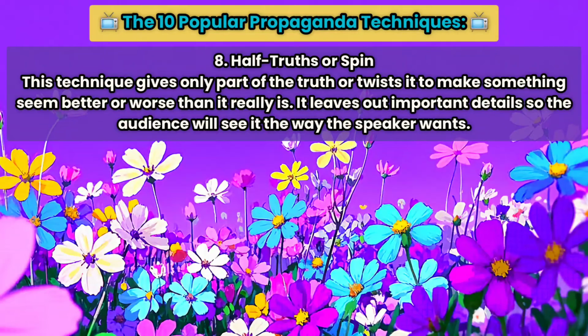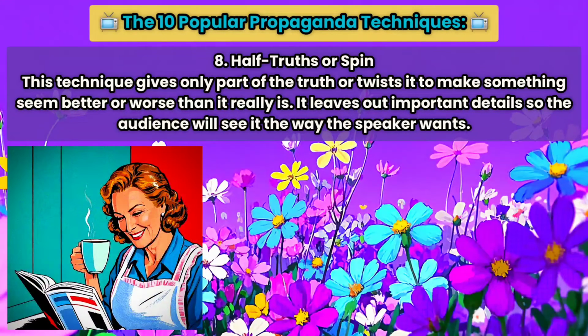Number 8. Half-truths or spin. This technique gives only part of the truth or twists it to make something seem better or worse than it really is. It leaves out important details so the audience will see it the way the speaker wants.